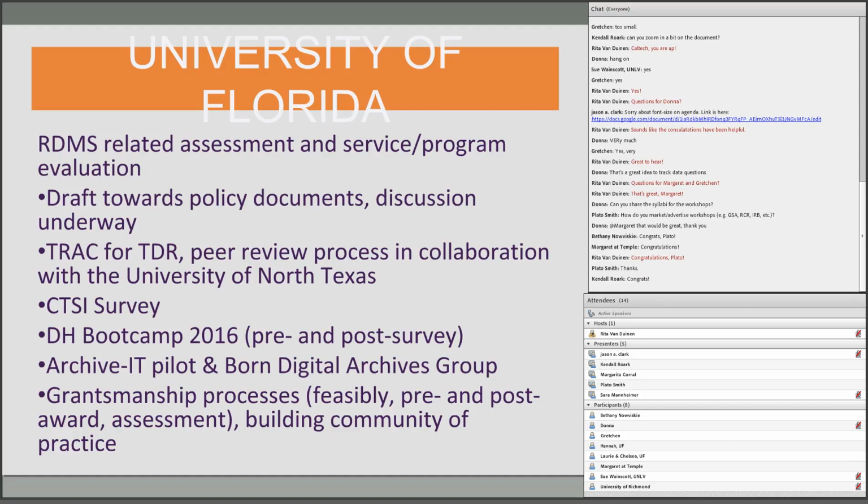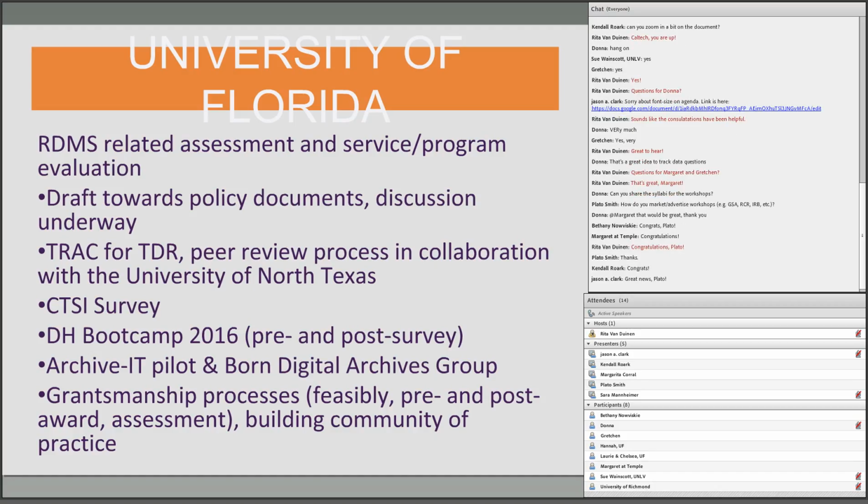But some of the things that we've been working on right now: we have a draft towards a policy document. So it's longer, with best practices and guidelines, working towards a set of policy documents for use in implementing services and programs, and then for the full process with the program evaluation and assessment embedded within that. So policy documents for what people need to use for programmatic approaches, and then the assessment will be part of it as well. We're also going through a trusted repository audit checklist for trusted digital repository status. That's a peer review process in collaboration with the University of North Texas.